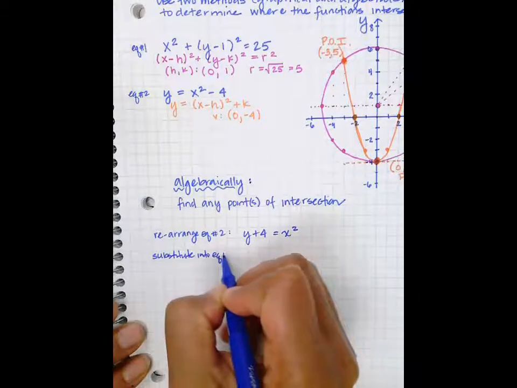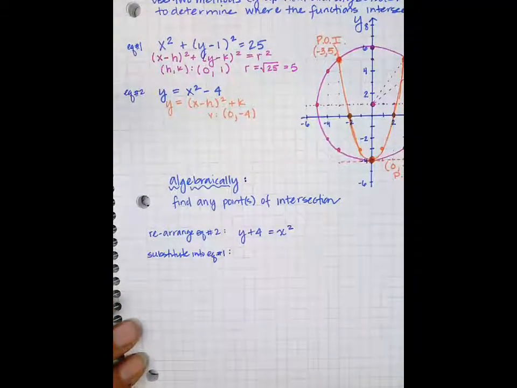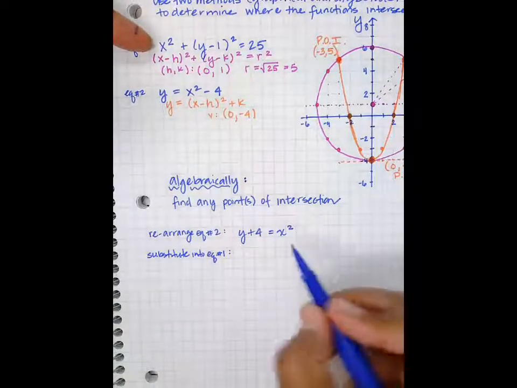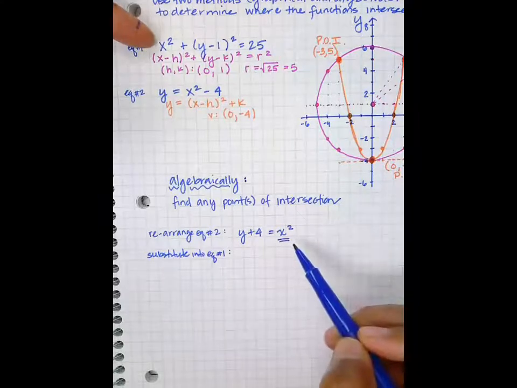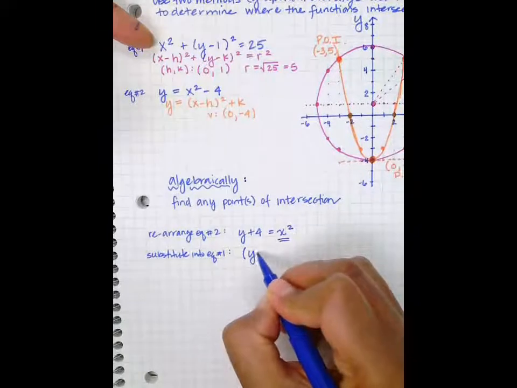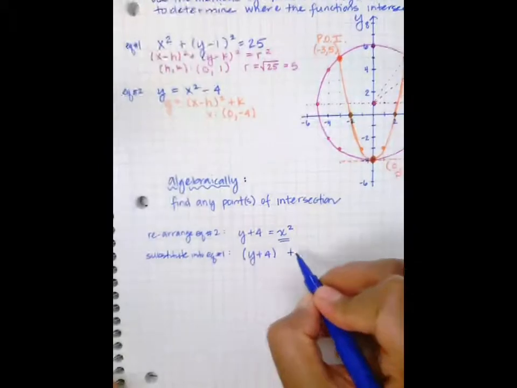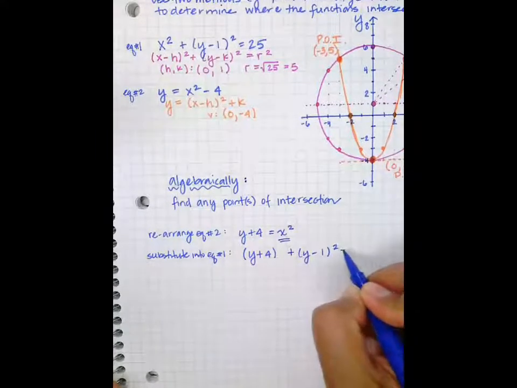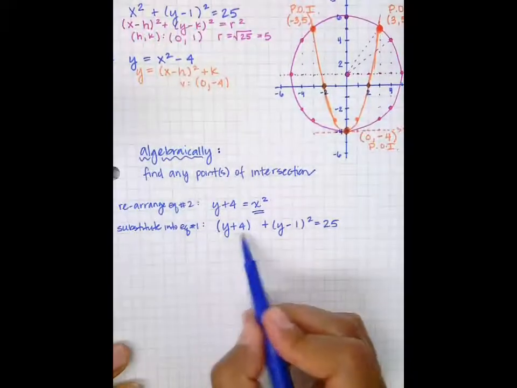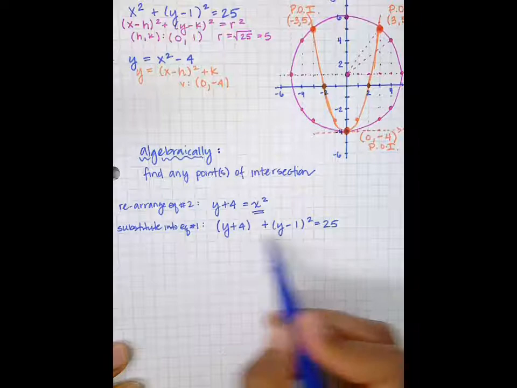Then I can substitute into equation number 1. So take a moment, maybe pause the video and try to do this yourself. In equation number 1, I again see that I've got x squared up here. So I'm going to substitute in the y plus 4 for that entire x squared, plus the y minus 1 quantity squared equals 25. Now I have one equation with one unknown, and I can actually solve this. At first I'm going to be solving for y.